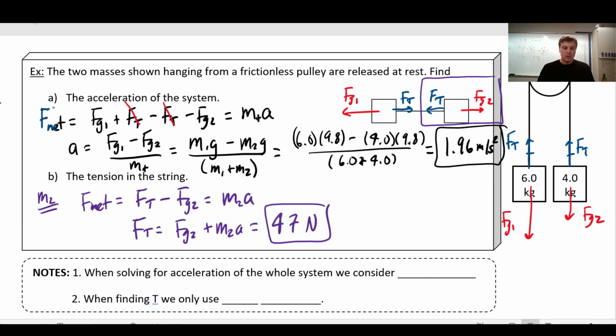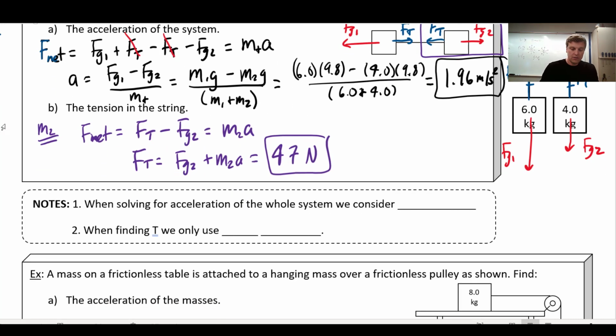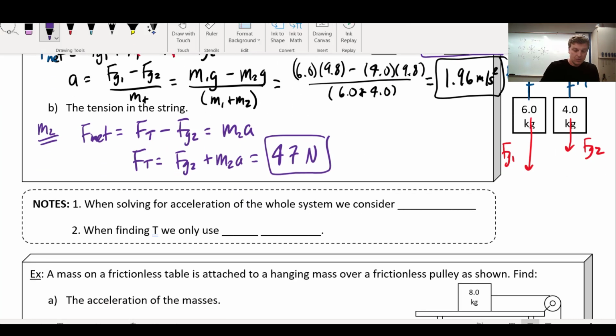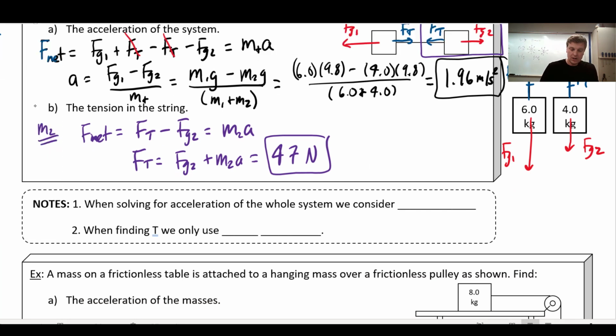Okay? So again, when solving for acceleration of the whole system, if you want to find the total acceleration, we consider both masses. And when finding the tension, we can use only one mass.